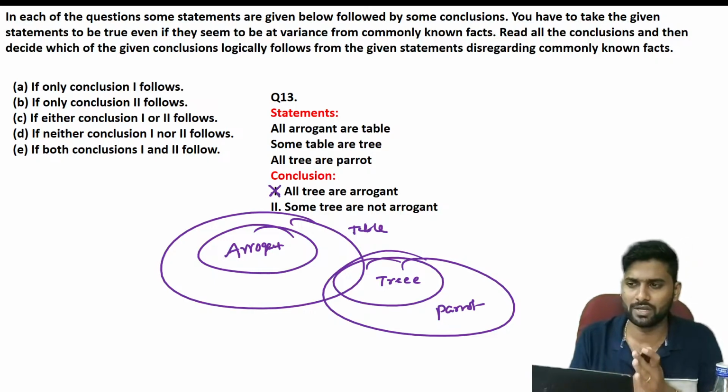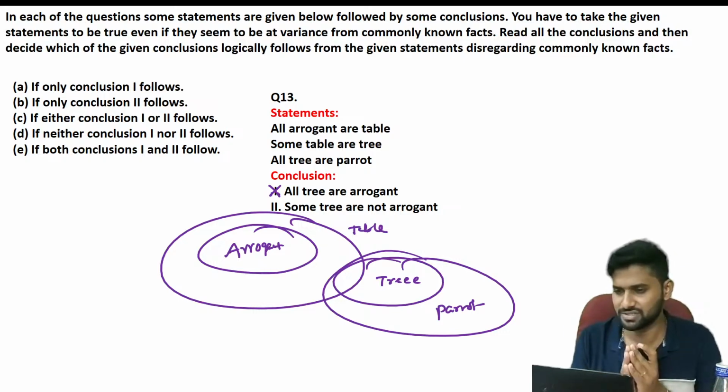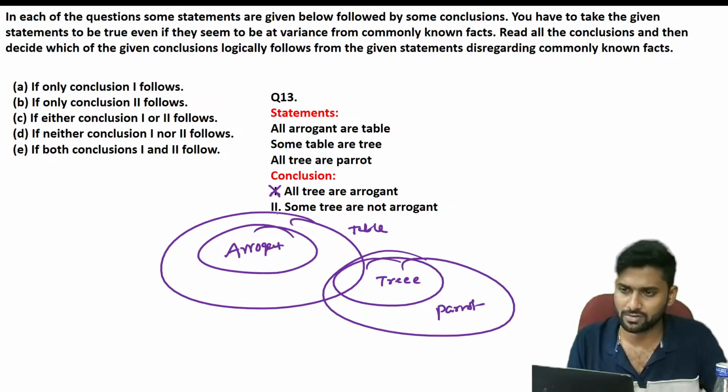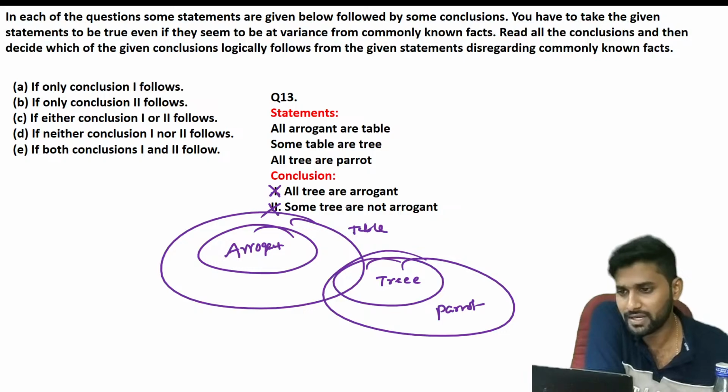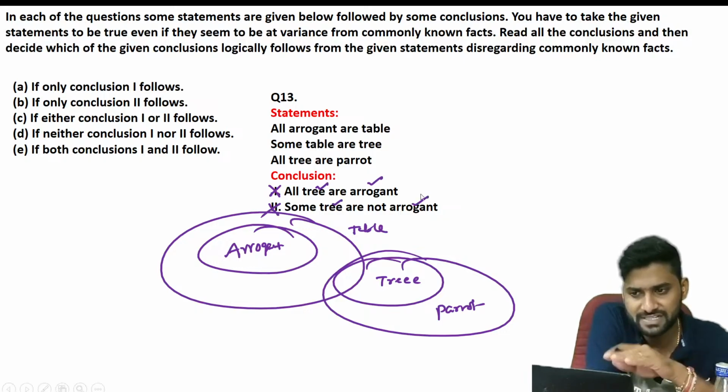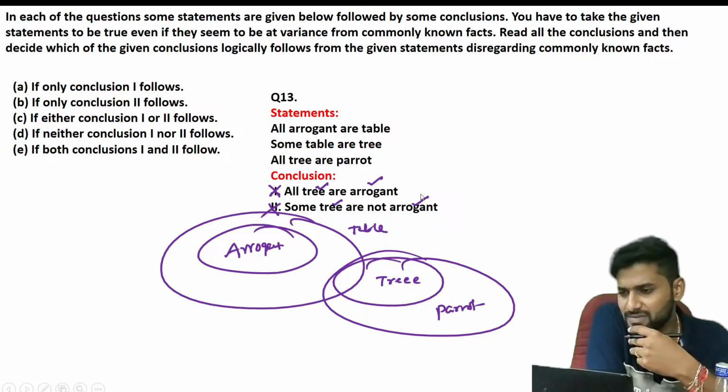Some tree are not arrogant. Guys, yesterday also I clearly mentioned that if statements are positive, you never get any negative conclusions. Remember, a positive statement never gives any negative conclusion. But before choosing your option, let me tell you one point. If the objects are the same, like both objects are tree and arrogant, you already verify individually that each conclusion is wrong.